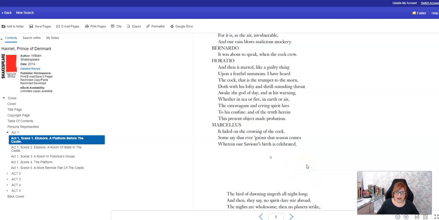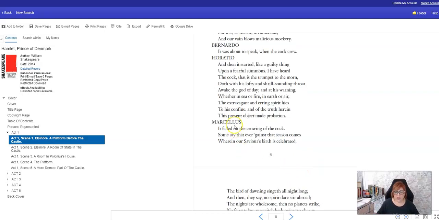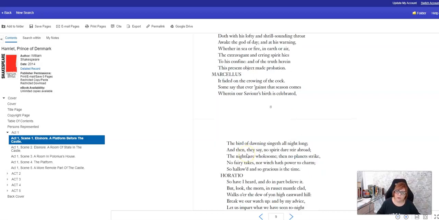Anywho, so then Marcellus, he talks about it fated on the crowing of the cock. Some say that ever against that season comes wherein our Savior's birth is celebrated. So here Marcellus is talking about how ghosts can only roam certain parts of the day, and then they can't come out on the Savior's birth. They can't come out on Christmas. And so they have certain rules. And then I like when he says, no fairy takes, nor witch hath power to charm, so hallowed and so gracious is the time.